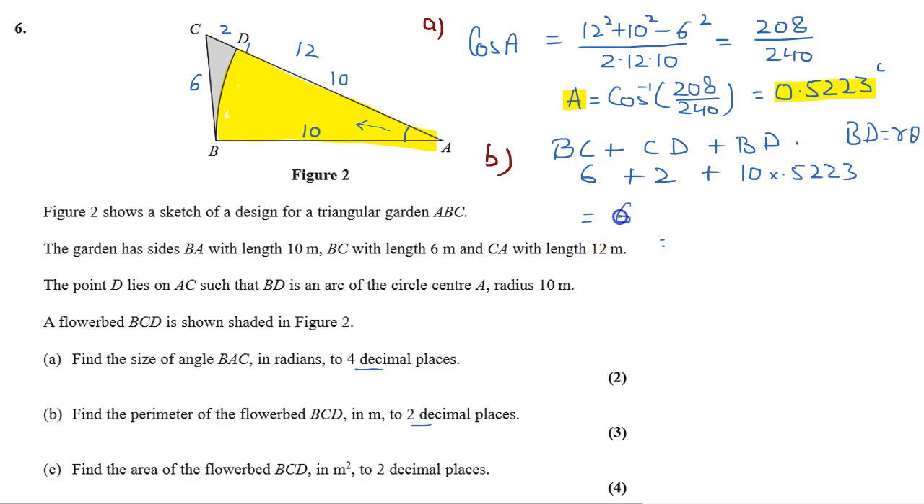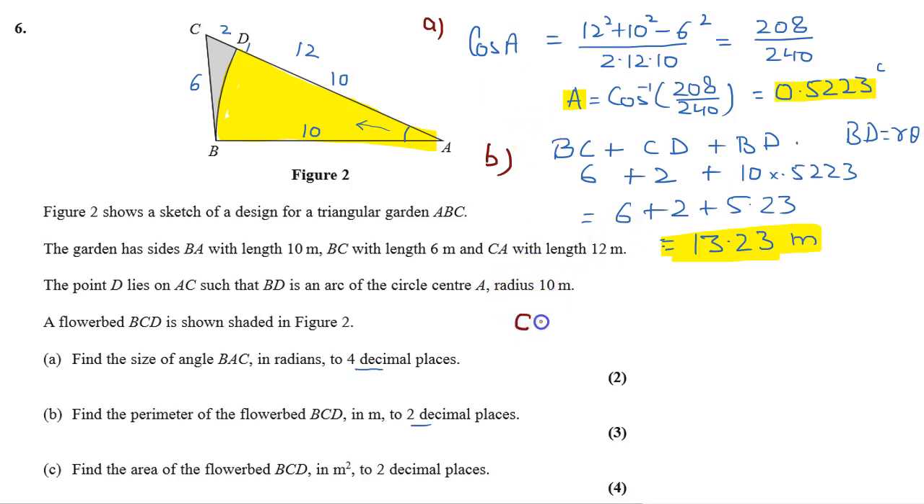So that is 6 plus 2 plus 5.223. We have to write to 2 places, so 5.23. So that is equal to 13.23 meters. That is the perimeter of the flower bed.